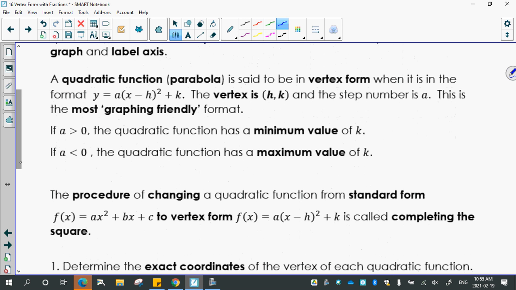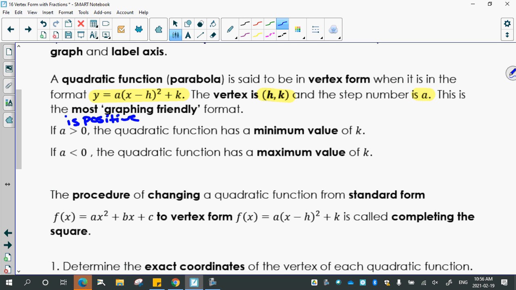So recap here, a parabola is in vertex form when it looks like this. The vertex is (h, k) and the step number is a. And that's the most graphing friendly format. And we also wrote in our last note that if a was positive, so greater than 0, that means it is positive, right?